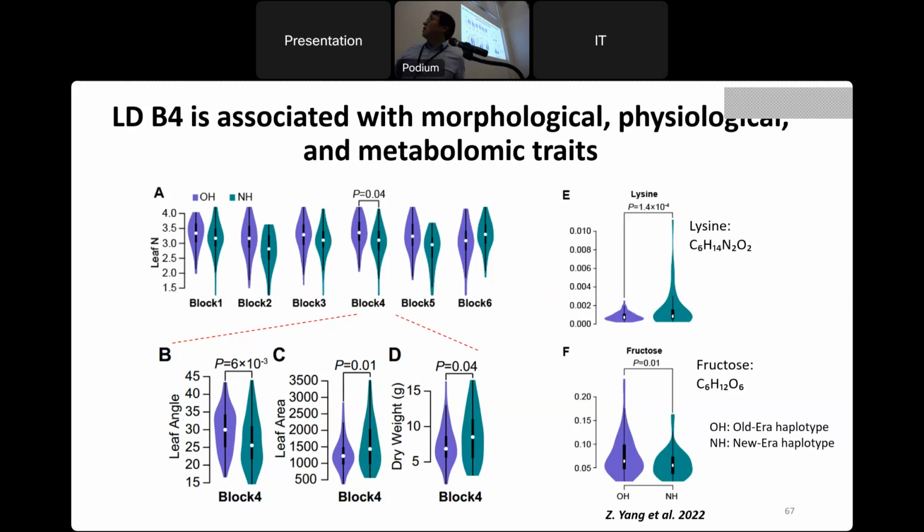Interestingly, we found that LD block 4 is also associated with the metabolites. You can see the new era haplotype shows higher levels of the secondary metabolites, for example lysine, which has an N element in the formula. But for the carbon-type metabolites like fructose, and this is just an example, a number of them follow this pattern: the new era lines actually have lower levels, while the old era lines have higher levels of these carbon-rich metabolites.